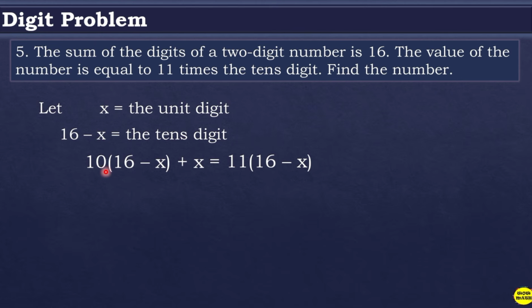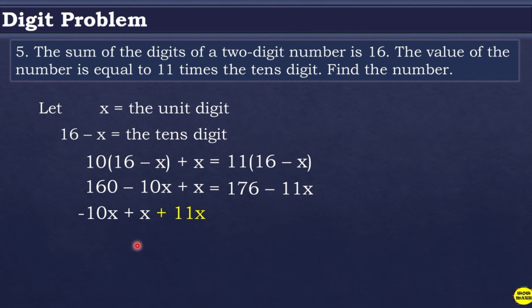So, 10 times 16 by distributive property, this is 160. 10 times negative x, that is negative 10x. Plus x is equal to, distribute din natin, 11 times 16, that is 176. 11 times negative x, that is negative 11x. Okay. So, by combining like terms, so ito, pareho sila. So, negative 10x plus x.